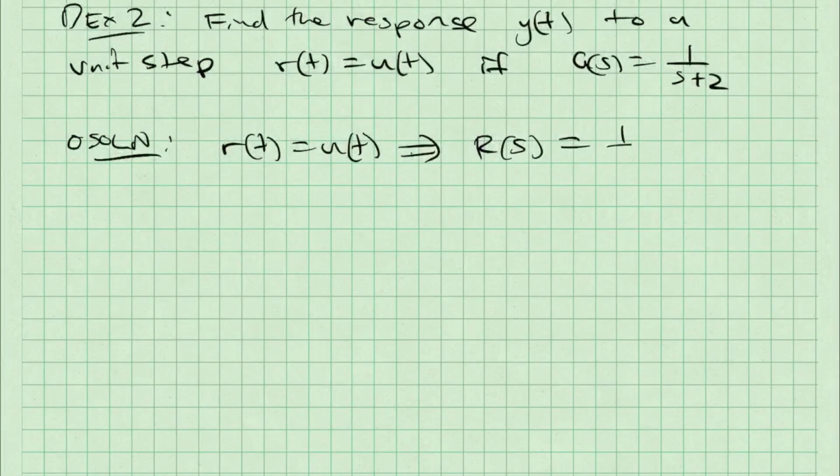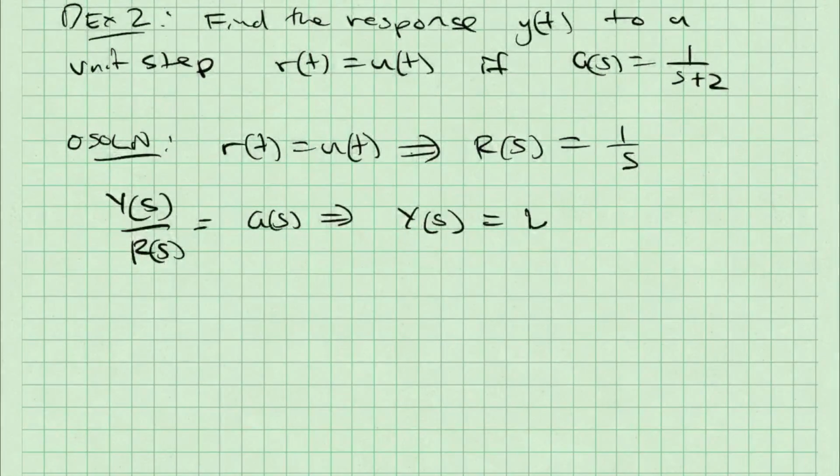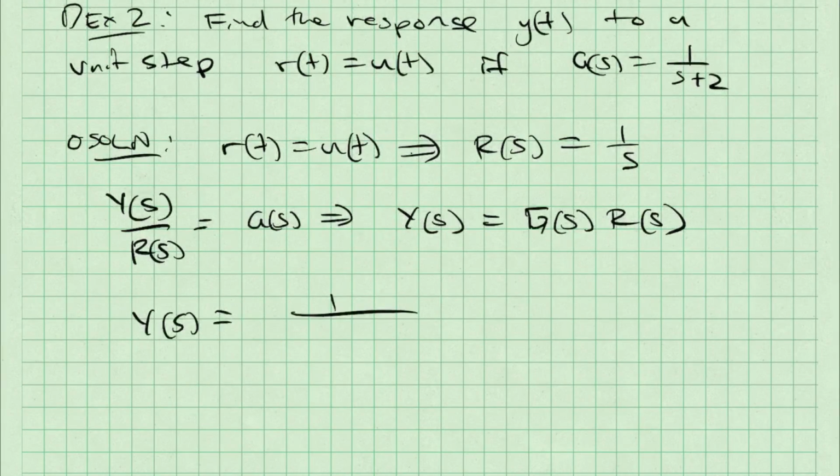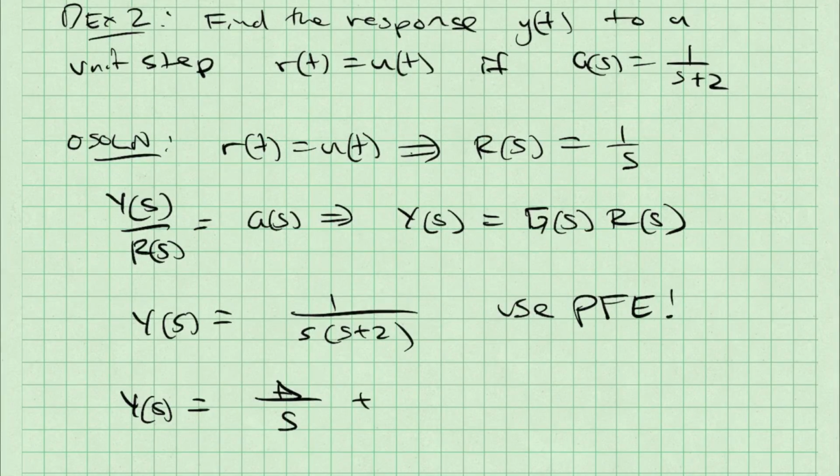I also need to understand the transfer function Y of s over R of s, or G of s, can be manipulated so that I can get the output Y of s, which is just equal to the transfer function G of s multiplied by the input R of s. So I'll multiply R of s with G of s to get 1 over s times s plus 2, and I'll use partial fraction expansion to figure out what the inverse Laplace transform will be. Y of s can be expanded to be A over s plus B over s plus 2.